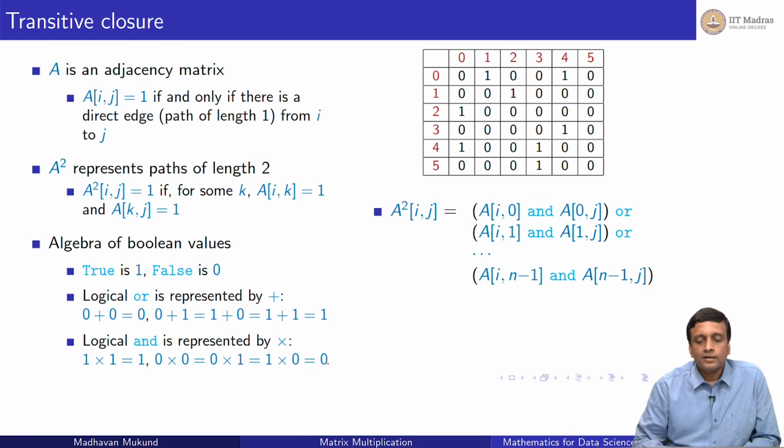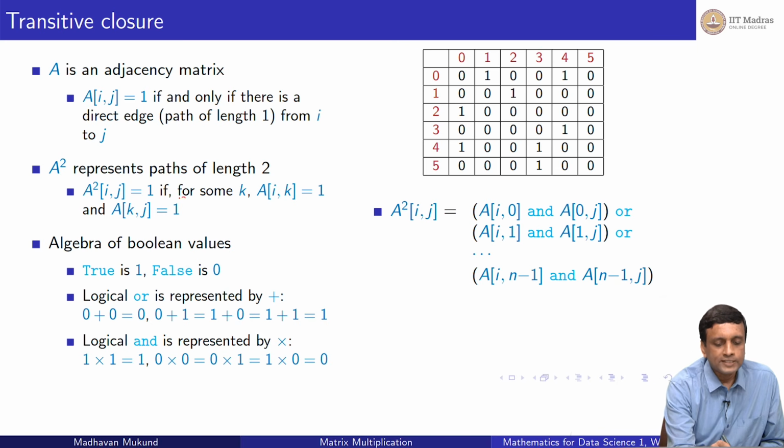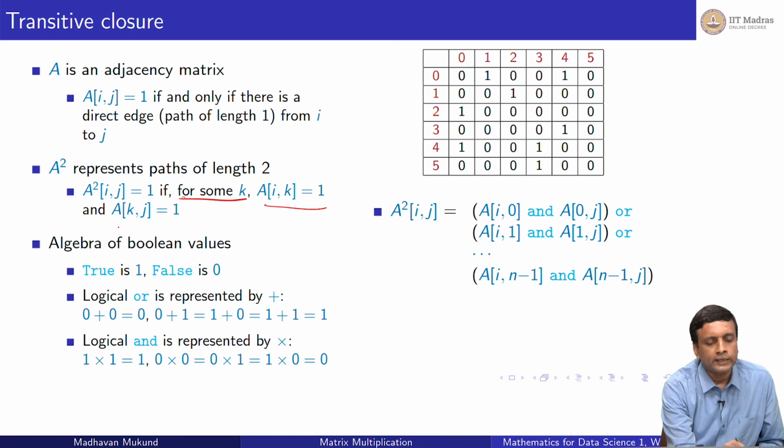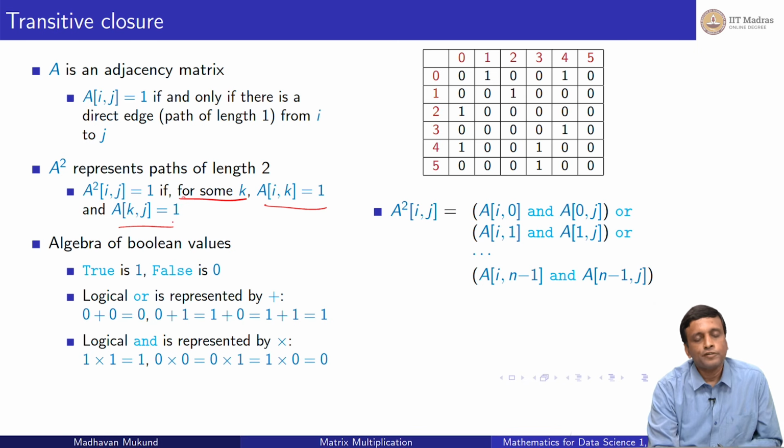Right? So now let's look at what this says. This says A squared ij is 1 if for some k I can find A ik equal to 1 and A kj equal to 1. Right? So for some k, so what are the possible values of k? k could be 0, k could be 1. So k has to be one of the vertices, right? So k could be 0, k could be 1, k could be 2, anything up to n minus 1, right?